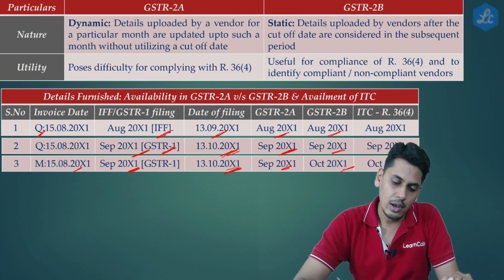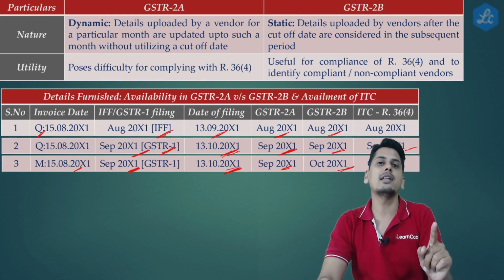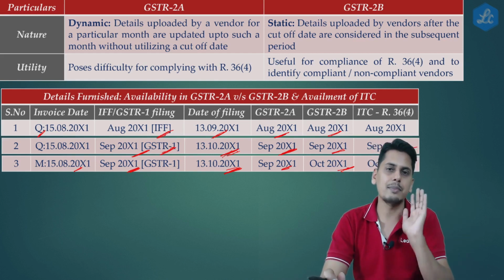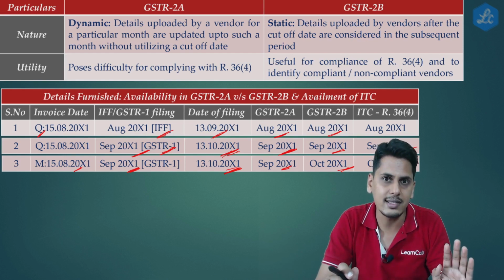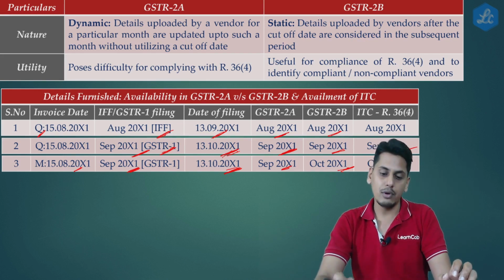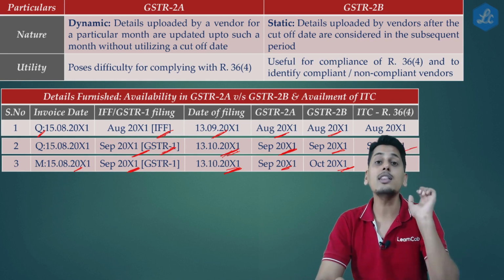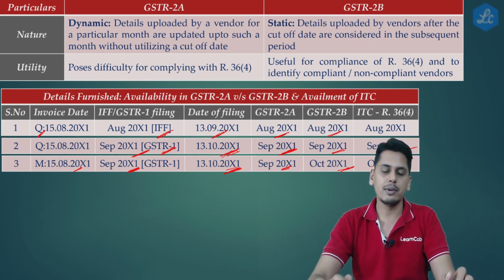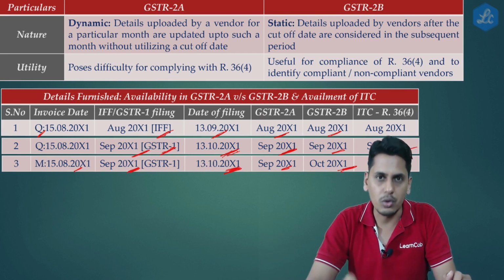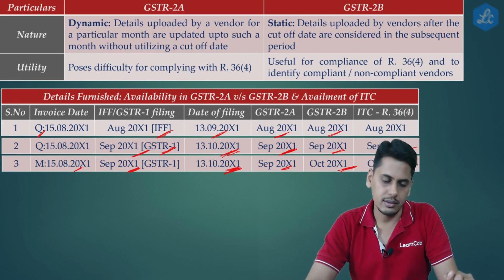You want to recheck? For October, what is the window? For October, what is the last date? This fellow is a monthly filer, so it is 11th of November. Preceding October, what was the month? September. For September, what was the last date? 11th of October. So the starting point for October is going to be 12th of October till 11th of November. Yes, it is filed in this window. Therefore, it would appear in 2B of October. Credit in the return for the tax period October.